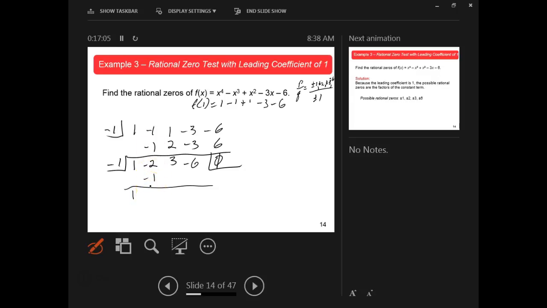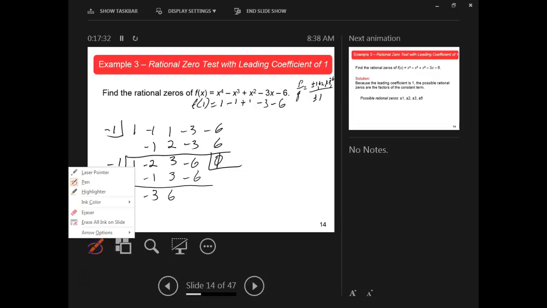Negative 3. Multiply, that gives you positive 3. Add, you get negative 6. Bing, not a 0. Had to have a remainder of 0. So negative 1 is a 0, but it's not a repeated 0.